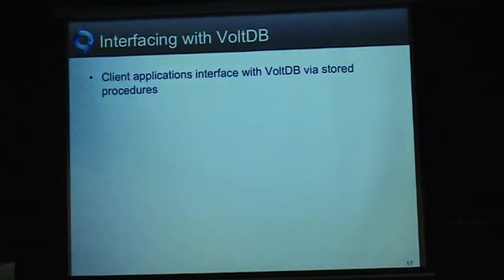So, interfacing with Volt. Client apps interface with Volt via stored procedures only. You write Java stored procedures, they're Java and SQL. That's it. There's no ODBC, there's no JDBC. What does Java and SQL mean? How does SQL coexist with Java? So your SQL is interspersed. At the top of the classes for your stored procedures, you'll actually define the SQL. So you've got insert statements, update statements. They're parameterized, so you can pass variables, but you can't dynamically build SQL in the stored procedure.